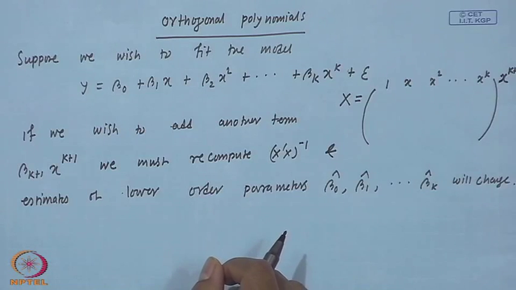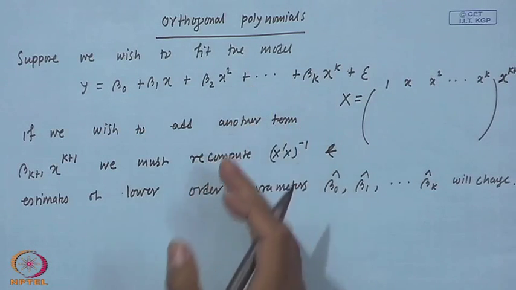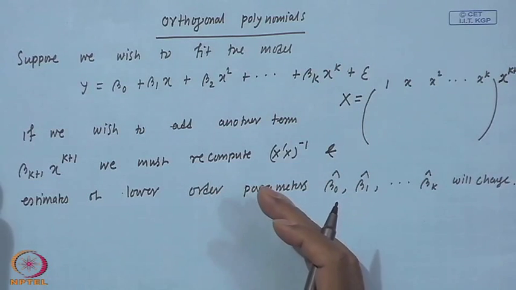Suppose you start with the second order model and compute beta naught, beta 1, beta 2. Now if you want to add a third order term like beta 3 x to the power of 3 in the model, then again you have to recompute X prime X inverse and the lower order parameters also. So, how to avoid this problem? One way to do this is to use orthogonal polynomial.